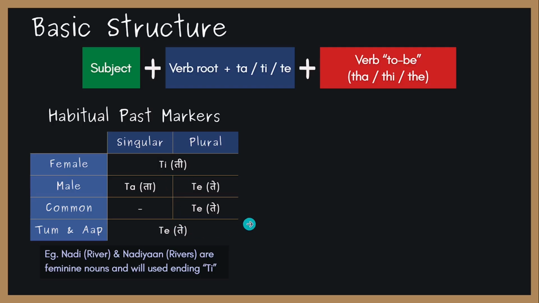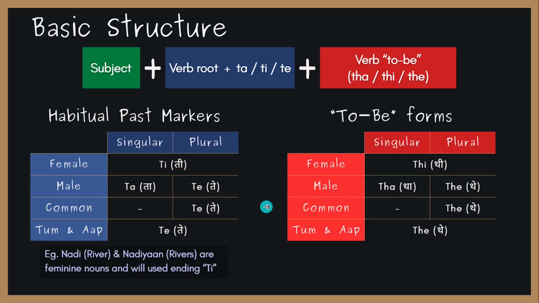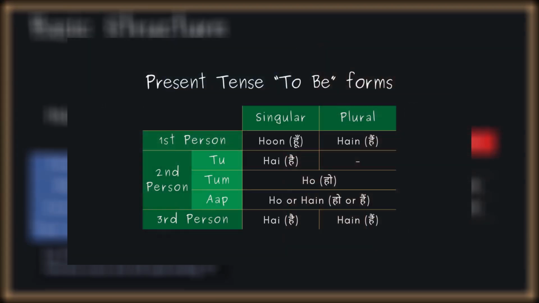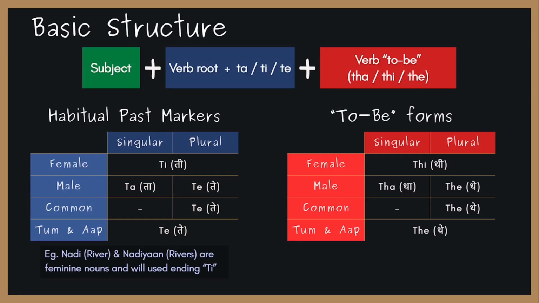For the verb to be, or hai, the form will now depend on the gender and the number of the subject. If you remember, in the present tense, this depended on the point of view and the number, right? So the hai, hu, hai, all of those things, they depended on the point of view. Who is speaking? Is it first person, second person, third person? And whether it's singular or plural. Here, the point of view does not matter. Here, it will only be the gender and the number that will dictate whether it's tha, thi or the.